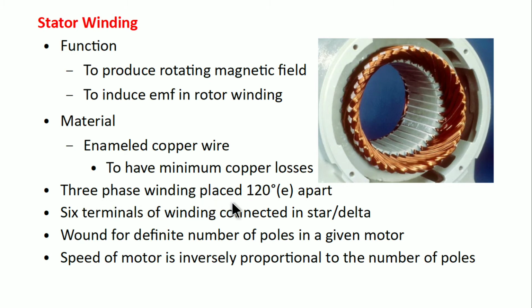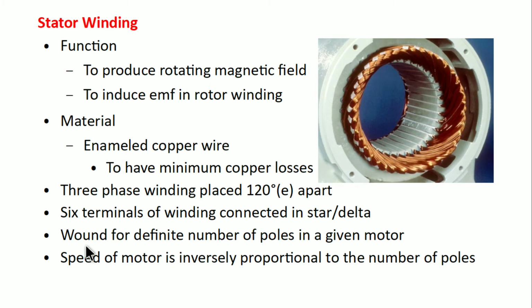Windings are placed 120 degrees electrical apart, as we have discussed. Six terminals of the three-phase windings are taken out and are connected to the terminal block. From there they may be connected in delta directly, or through a starter they may be connected in star or delta as per requirement.